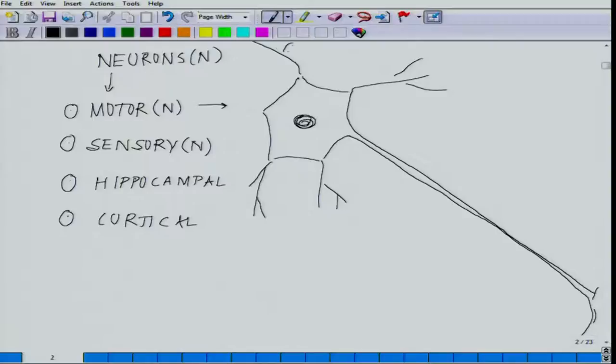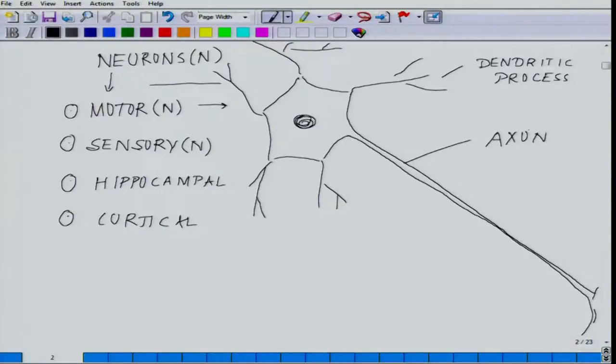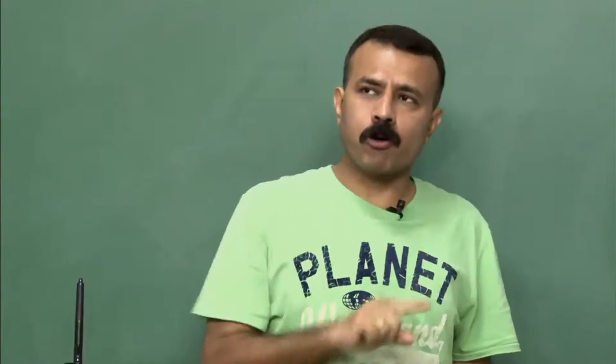So, likewise, these are the dendrites, and there is an axon, here is the nucleus, and this axon could be either insulated or non-insulated.